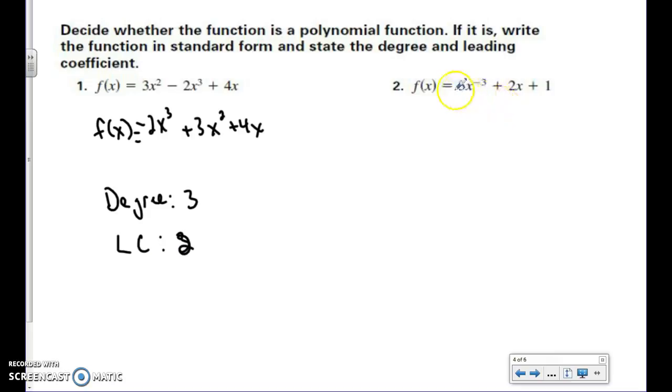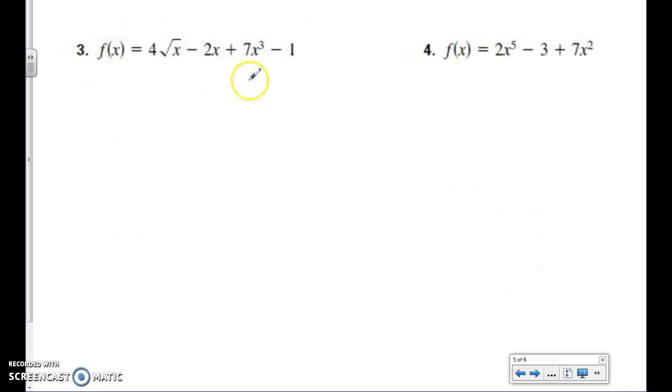Looking at this, are all of my coefficients real numbers? Yes. But are all of my exponents non-negative integers or whole numbers? I would say no, because that's a negative integer. So this is not a polynomial function. Looking here, if I were to rewrite square root of x, remember we talked about that's the same thing as x to the 1/2. Are all of my exponents non-negative integers or whole numbers? I would say no. So this is not a polynomial function.